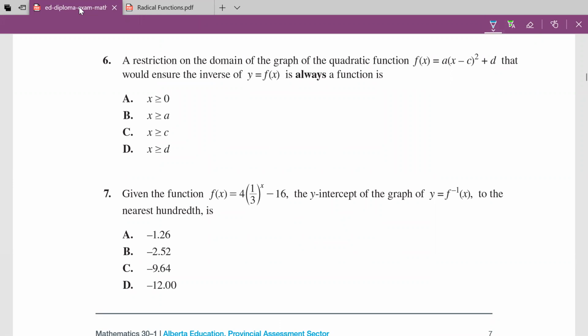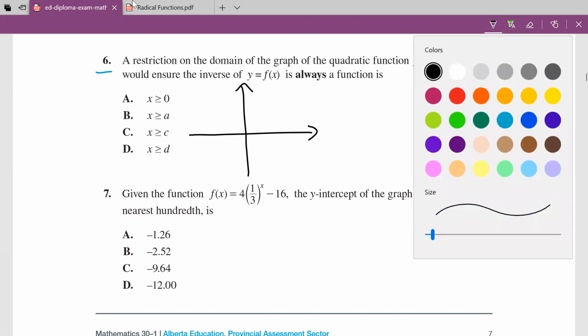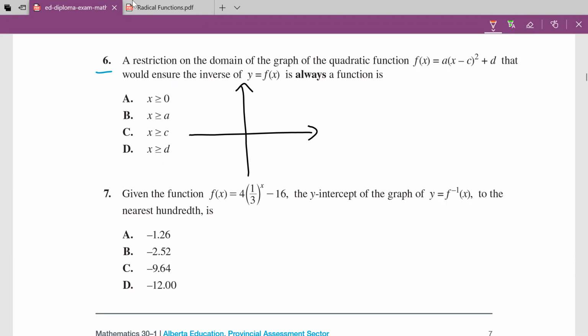So number 6 is asking us to restrict the domain of a function so that the inverse will also be a function. Okay, well, before we can answer that question, we better know what this even means. So I'll draw my Cartesian plane, and in this case, this question is a parabola. So it's looking something like that. Let's go back to grade 10 for a second.